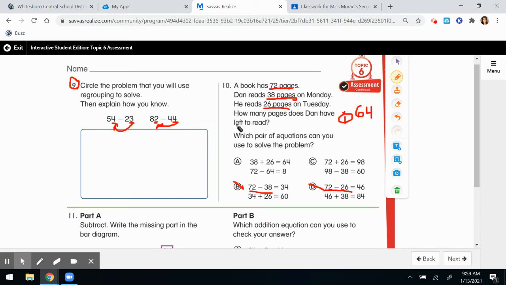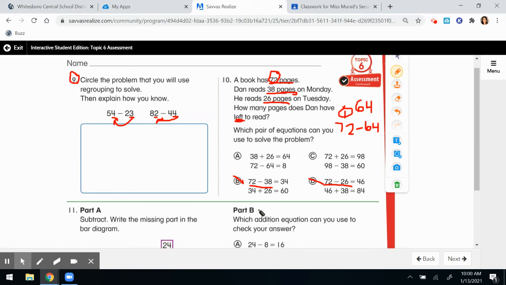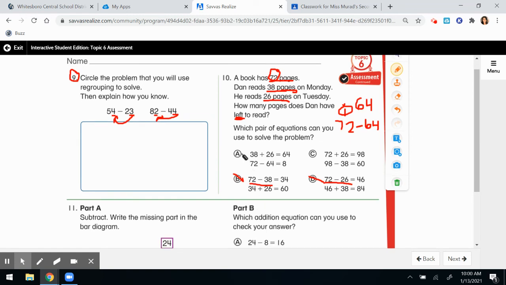Now we want to know how many pages does he have left to read. So we would have to do 72 minus 64. Now, can you see an equation that has 38 plus 26 and 72 minus 64? I see one. It would be A.